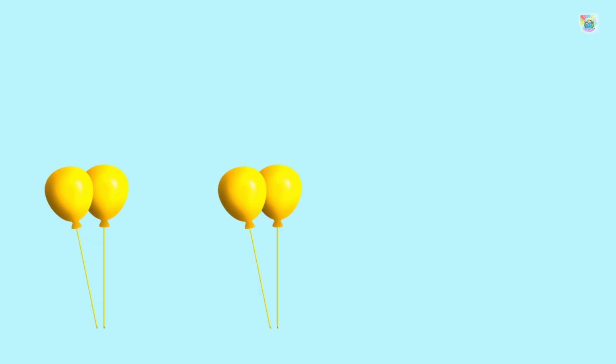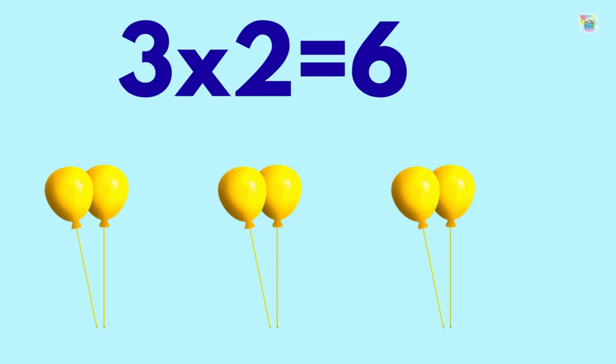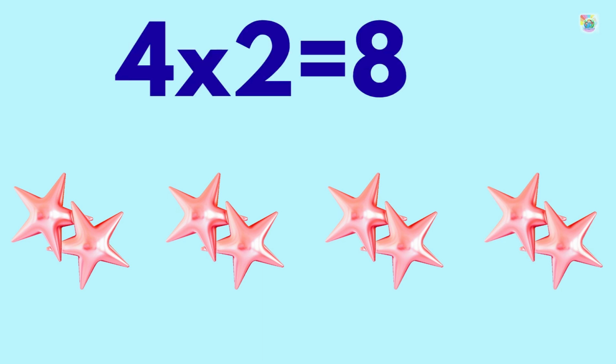Let's try another one. 3 groups of 2 balloons. That makes 6 balloons. 3 times 2 equals 6. 4 groups of 2 stars. That makes 8 stars. 4 times 2 equals 8.